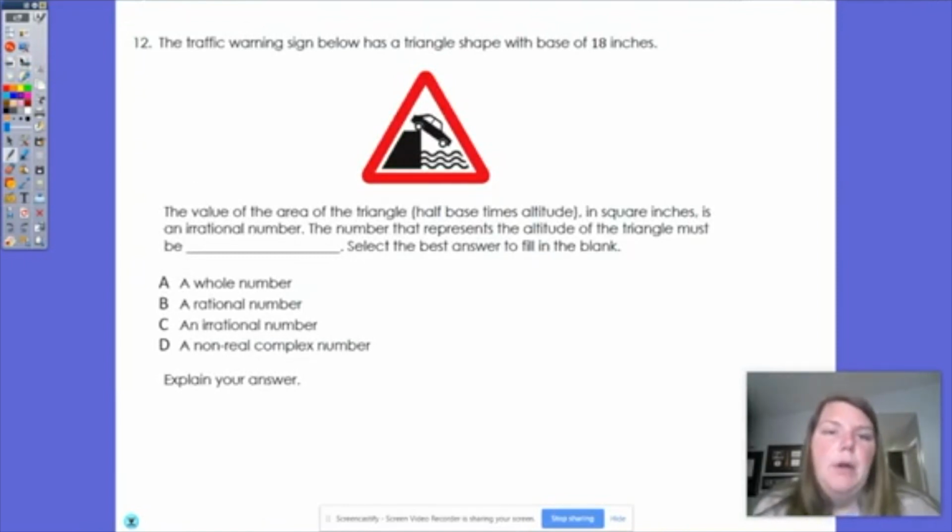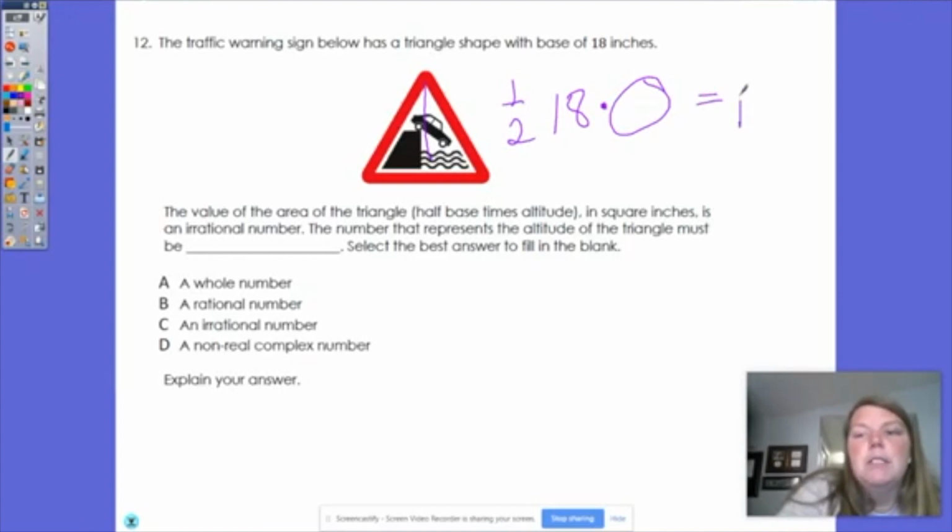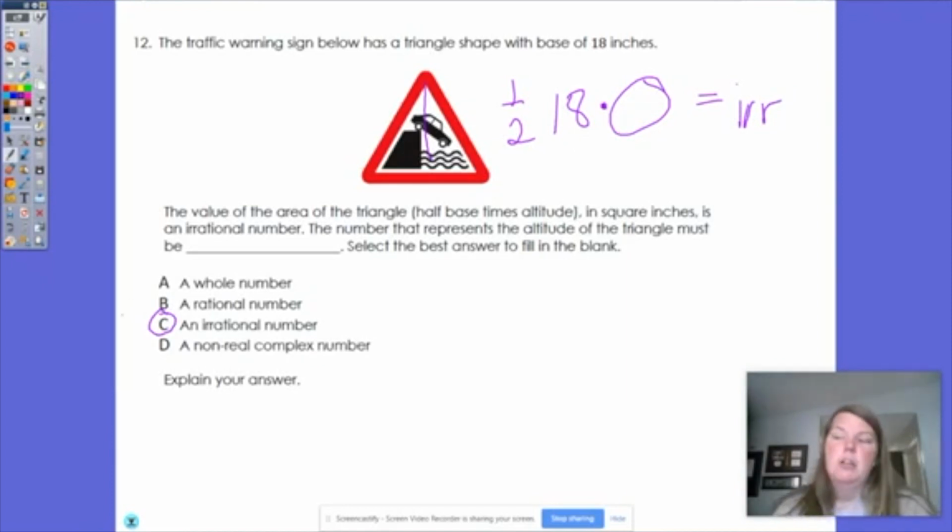So the traffic warning sign below has a triangle shape with a base of 18 inches. The value of the area of the triangle in square inches is an irrational number. The number that represents the altitude of the triangle, meaning the height of the triangle, also has to be what kind of number. So if our answer is irrational, we already know we have 18, which is rational, we're multiplying it, if we're talking about the area of a triangle, by some number, and we know that that number is going to end up being irrational, that missing piece would then have to be irrational because none of those other options are going to give us an answer that is irrational.